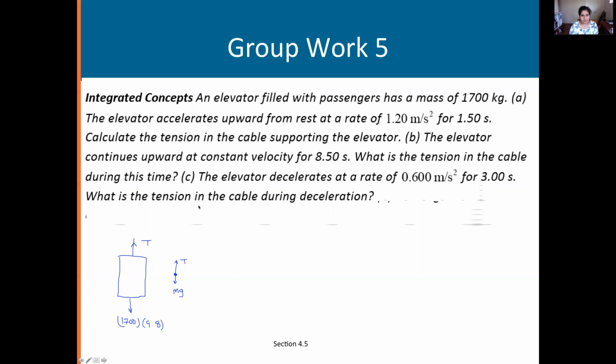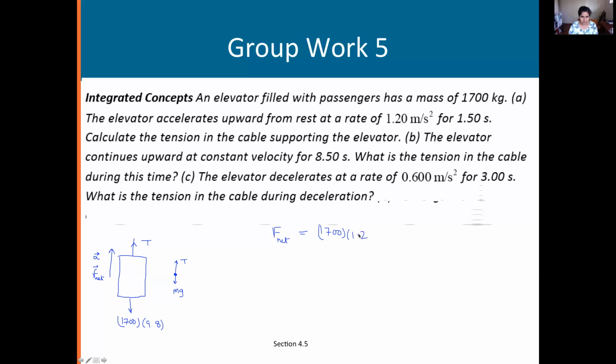The elevator accelerates upward from rest at a rate of 1.2 meters per second squared. That means I must have a net force in this direction, since my acceleration is in this direction, right? Remember, F net, a vector quantity, is in the same direction as the acceleration. And it tells me that I have an acceleration of 1.2 meters per second squared. So I have a relationship between F net and that acceleration. It's equal to the mass, which is 1700, times the acceleration, which is 1.2, right?